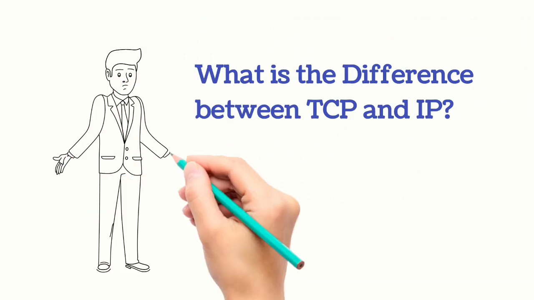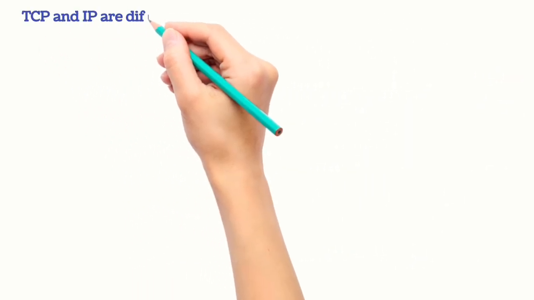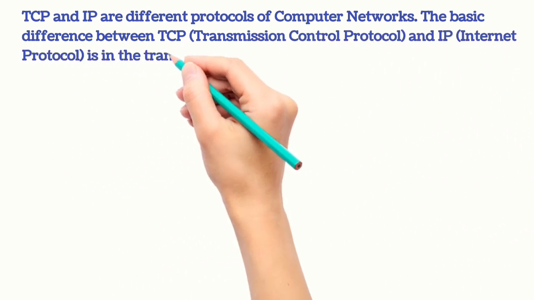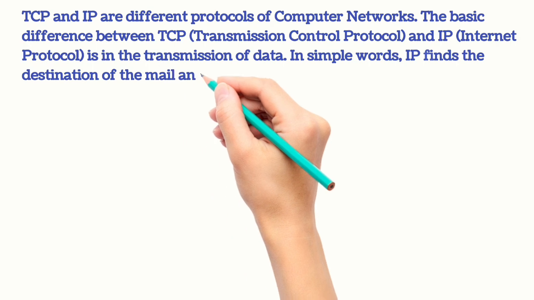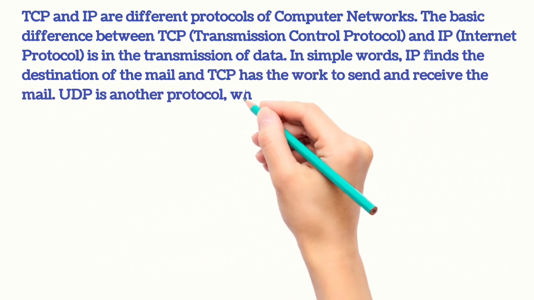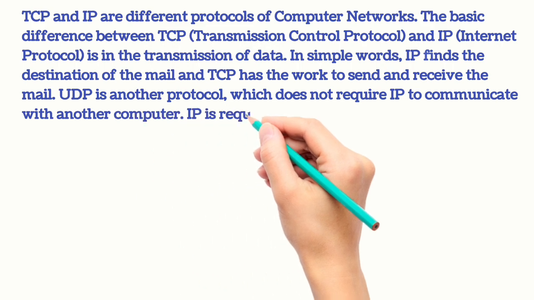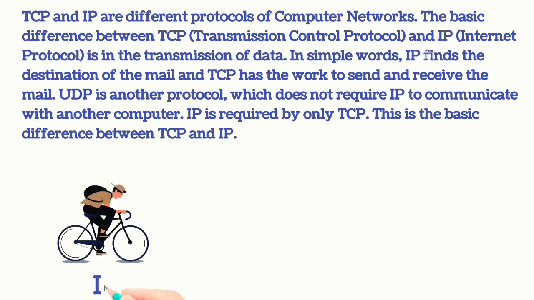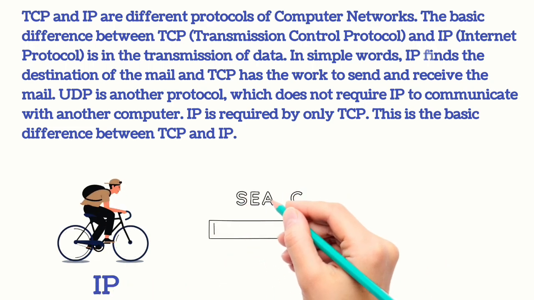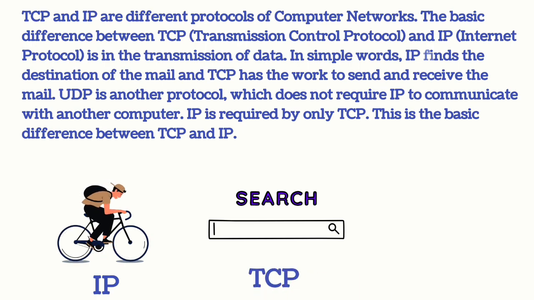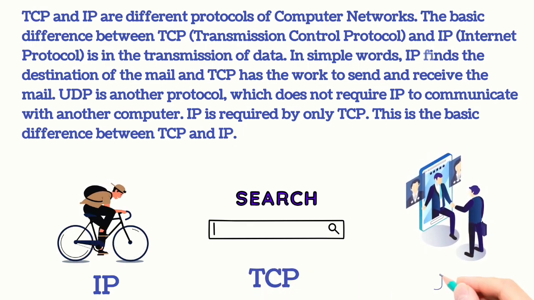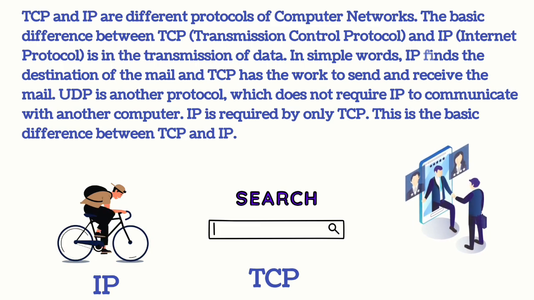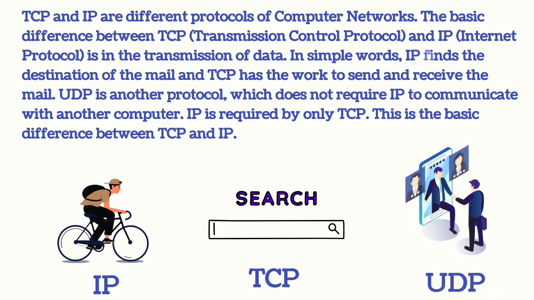What is the difference between TCP and IP? TCP and IP are different protocols of computer networks. The basic difference between TCP, Transmission Control Protocol, and IP, Internet Protocol, is in the transmission of the data. In simple words, IP finds the destination of the mail and TCP has the work to send and receive the email. UDP is another protocol which doesn't require IP to communicate with another computer. IP is required by only TCP. This is the basic difference between TCP and IP.